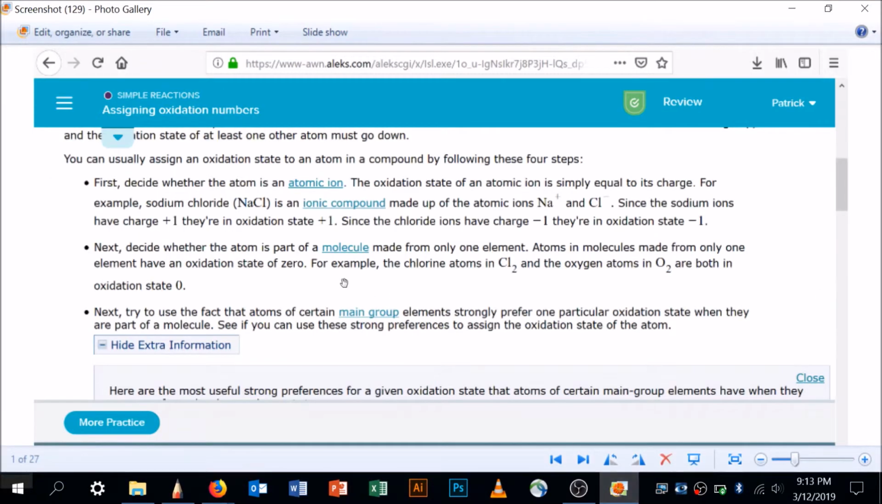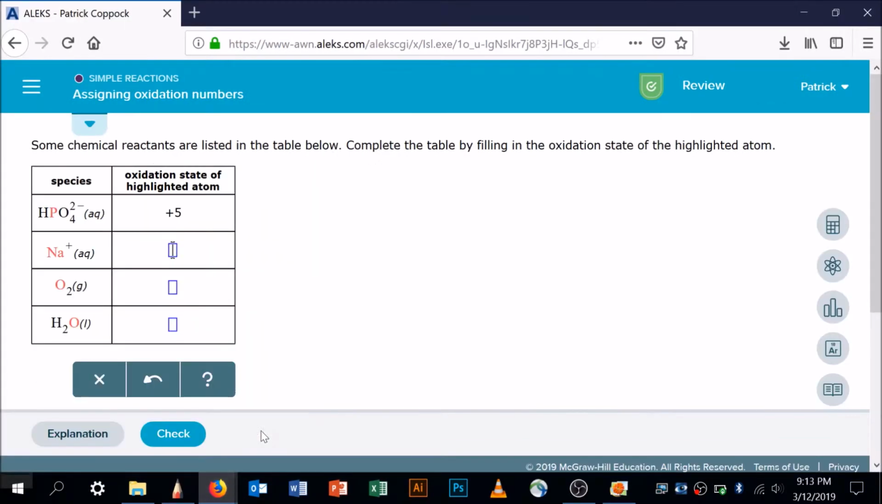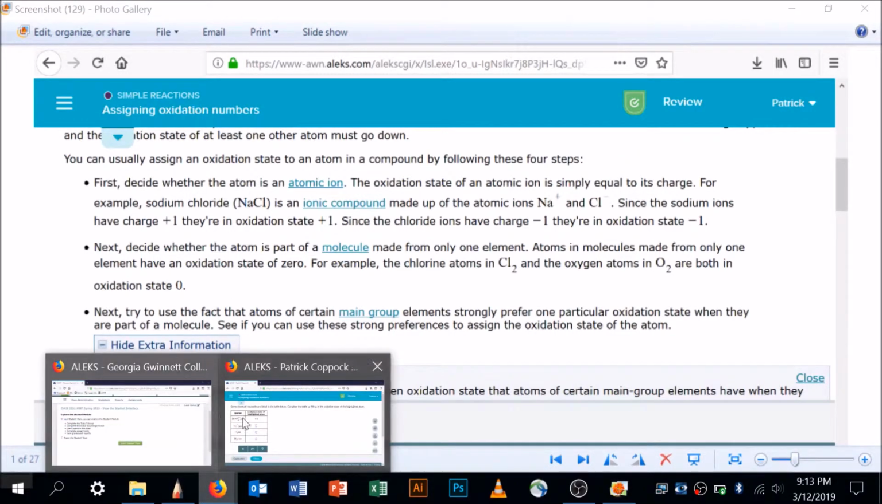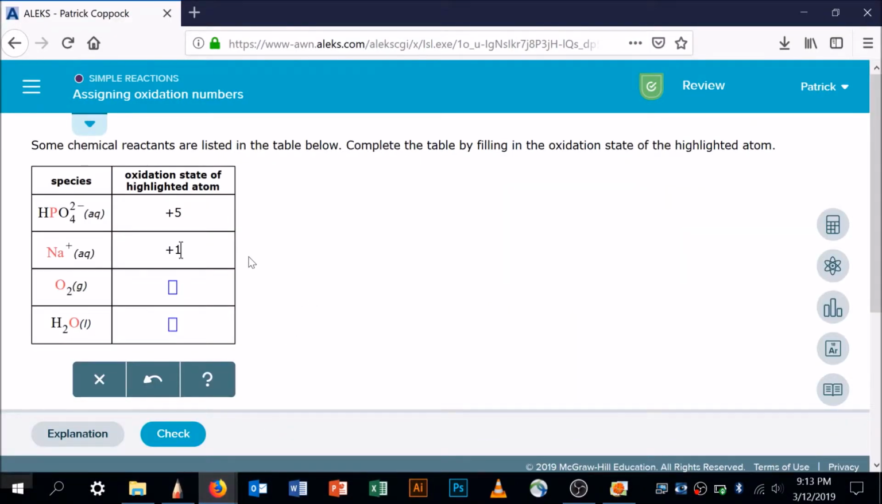It's sodium plus. So first of all, decide whether the atom is an atomic ion or not. The oxidation state of an atomic ion is simply equal to its charge. Is this an atomic ion? Sodium plus. Yes, it is. So the explanation says then the oxidation state is equal to its charge. Let's go here and say then this must be +1. Okay?